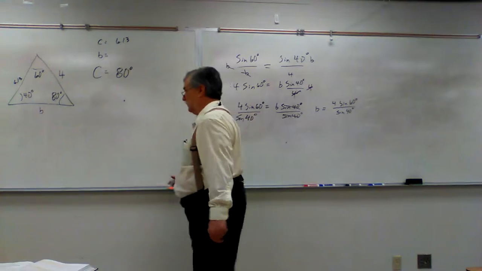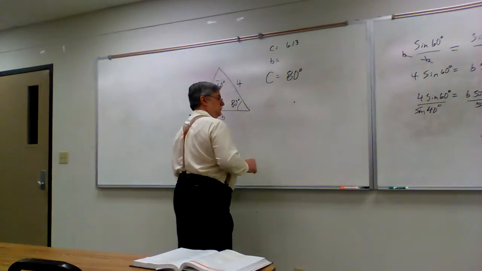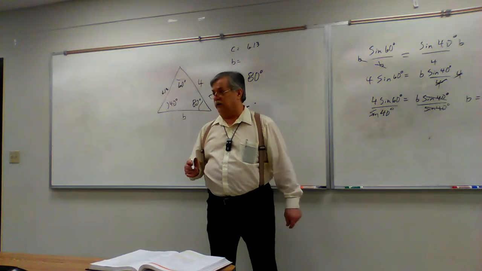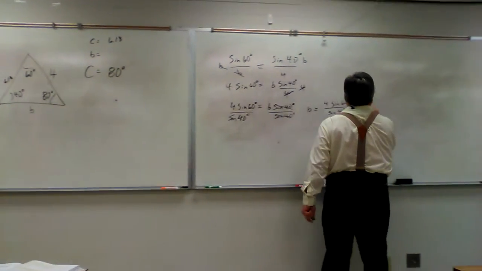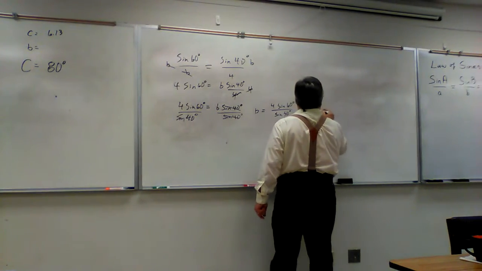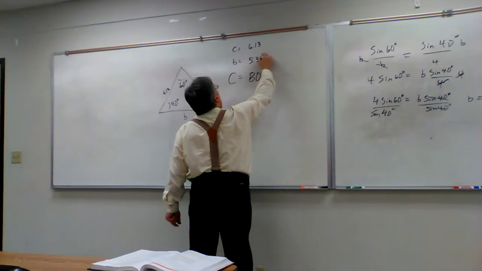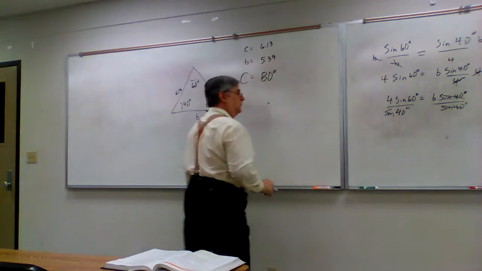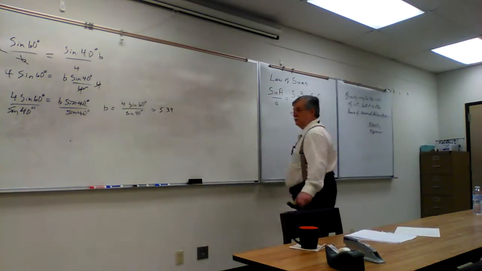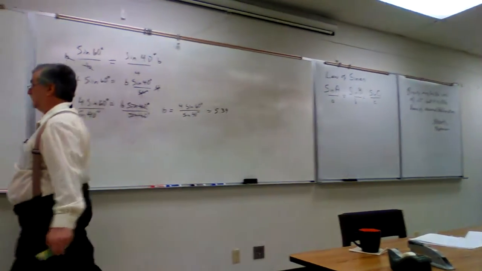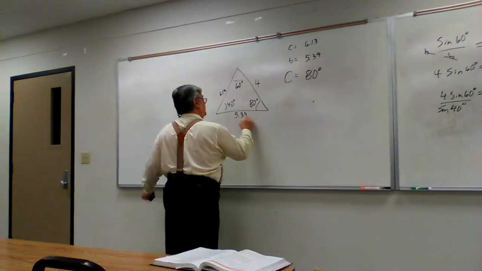And again, somebody with a calculator do the arithmetic. I'm sorry, say again? 5.39. And we have solved. We've solved the triangle. We still haven't solved the problem of my erasers migrating all the way to the other side of the room. 5.39.